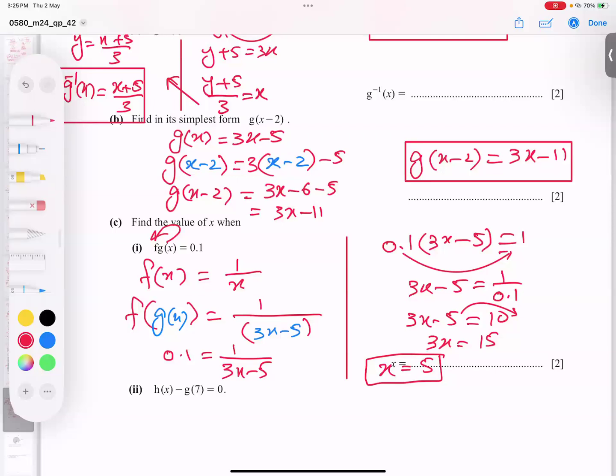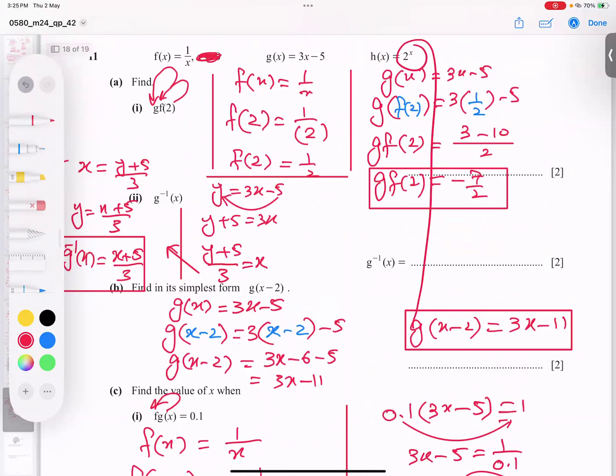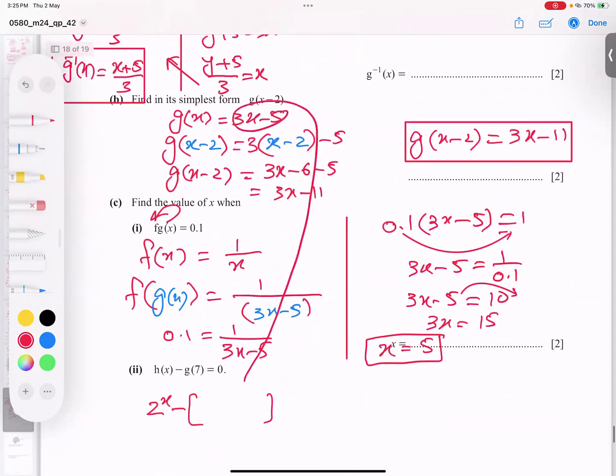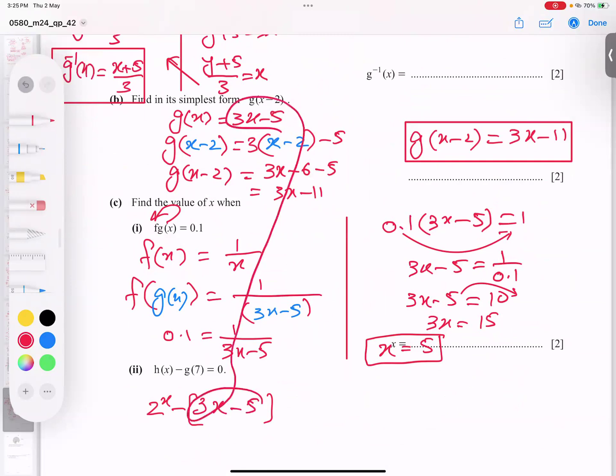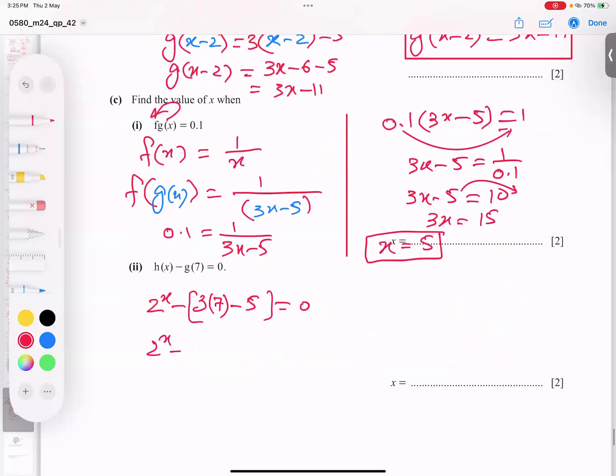And let's go to the last part of this question. How to get it? H of x. H of x what? 2 to the power x. So I'm copying here 2 to the power x. Done. G of 7. So for G of 7, I will copy first G of x, which is this. Copy, you see? But he said, no, no, no, put 7. So I will erase x and I will put 7 and equal to 0. So this is 2 to the power x, 21 minus, we got a 16.